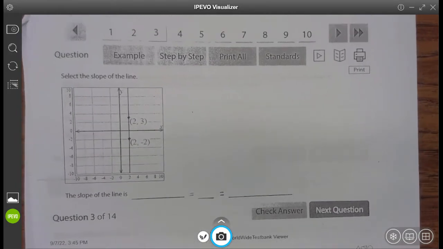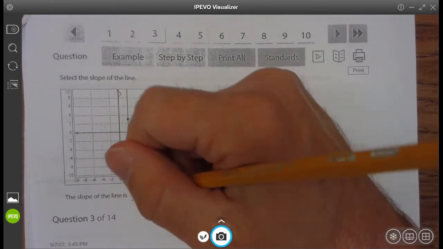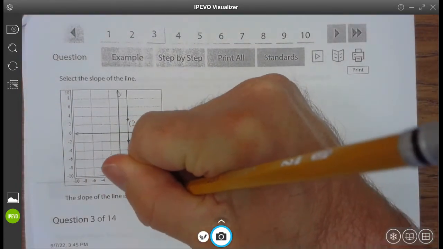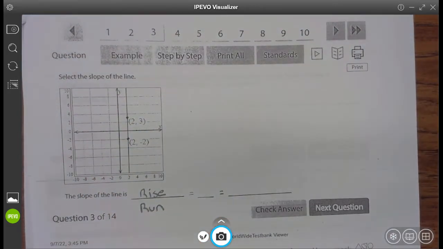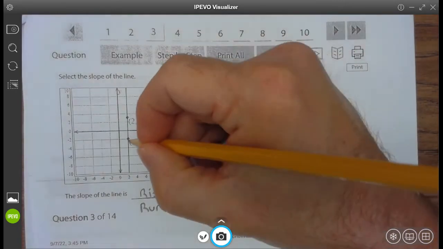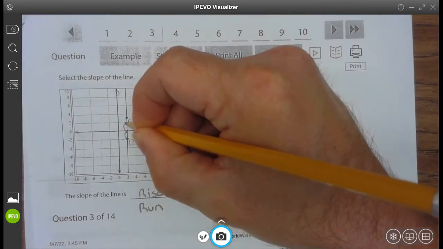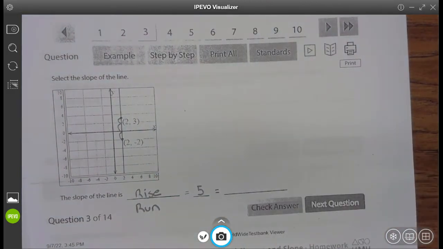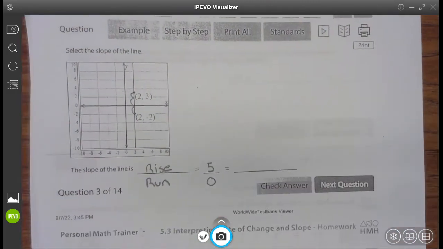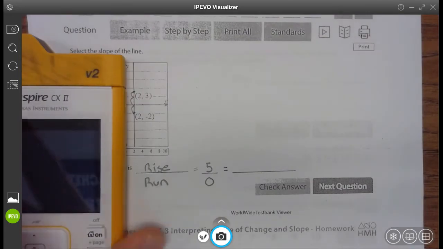All right, example 3, find the slope of the line. Again, slope is rise divided by run. Again, we're counting by 2, so we go up 2, 4, 5. So our rise is 5. Our run is 0. So let's use our calculator to check what that is.